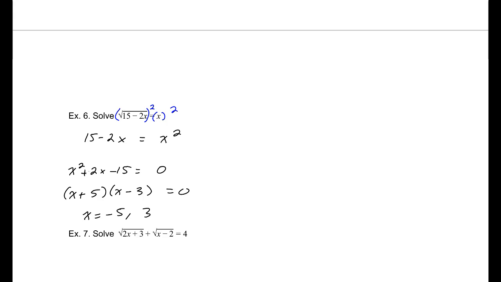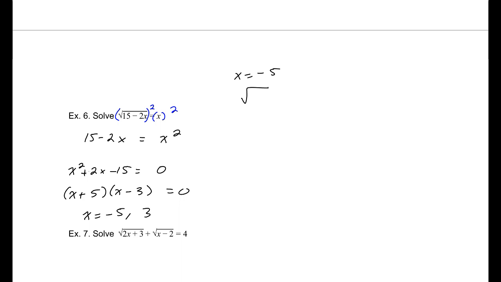Now, the only problem with raising an expression like this, eliminating the radical by raising it to the 2nd power, is that we could potentially introduce something called an extraneous solution, which means one or more of these proposed solutions may not actually make the equation true. So we want to go back and test each of these.